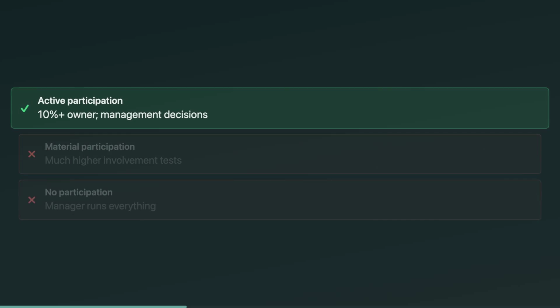Here's the key contrast: active participation versus material participation. Material participation is the higher standard used to decide if a business is non-passive. But for the special rental loss allowance, you only need active participation. Think, you own at least 10%, and you make real management decisions: approving tenants, setting rental terms, authorizing repairs. A spouse's participation counts too.